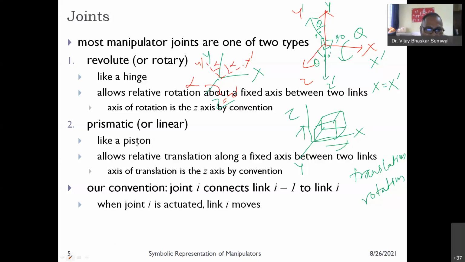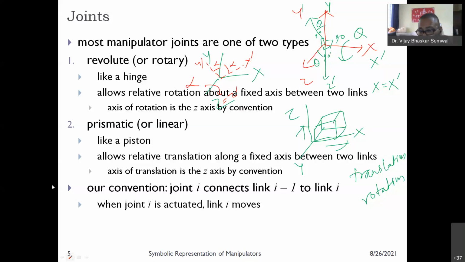Fine. Another is the prismatic joint, which is like a piston. You used to press it and it filled air into your tire as well as your football, and it allows relative translation along a fixed axis between two links. So the axis of translation can be around the z axis, x axis, or y. Translation happens anywhere, rotation also, anywhere you can.